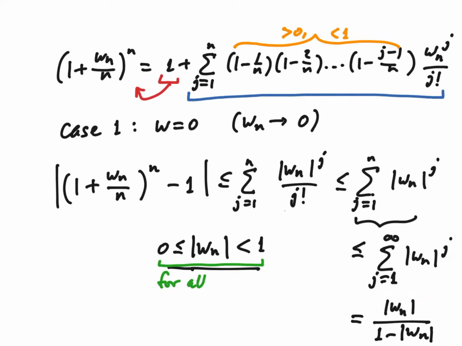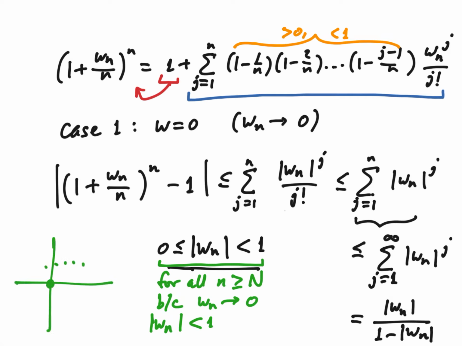This is eventually true for all sufficiently large n, because wn is on its way to 0. So as n increases, there will come a point where, from that point on, the absolute value of wn is less than 1. Actually, these are complex numbers, but still, the wn's are on their way to 0. So eventually they have to get within 1 unit of 0, and they have to stay within 1 unit of 0. So yes, this does happen, at least for all sufficiently large n.